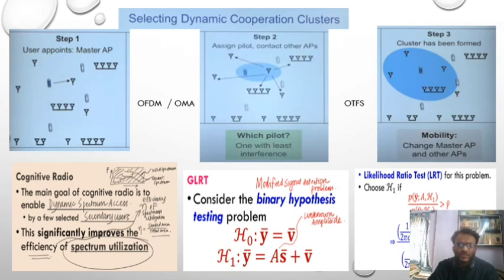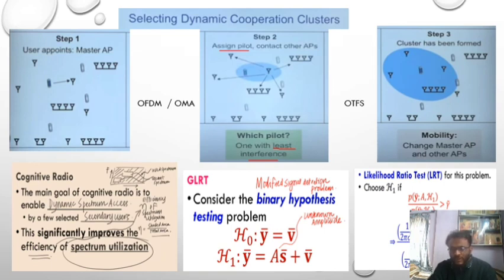So my first step is to define a master AP, any of the closest APs, and then that access point will communicate the assigned pilots which are sent by these users, and collect all the nearby APs, so that the least interference happens. Least interference happens means the signal to noise ratio is high, or the power is maximized, that is, the receive power. So the cluster has been formed.